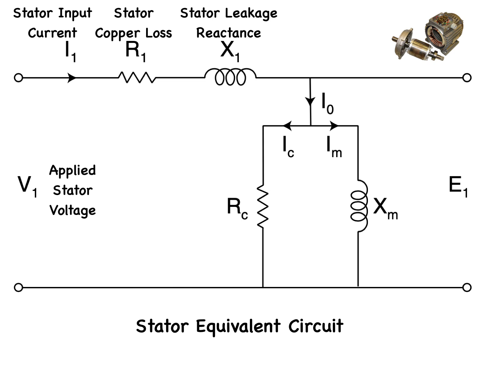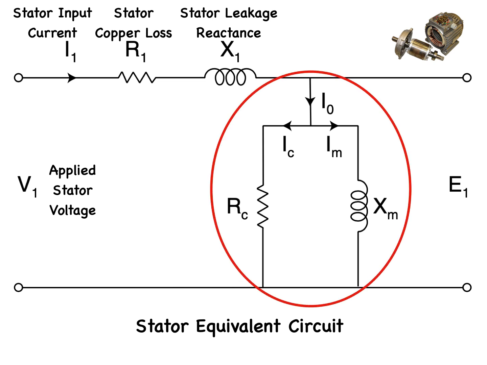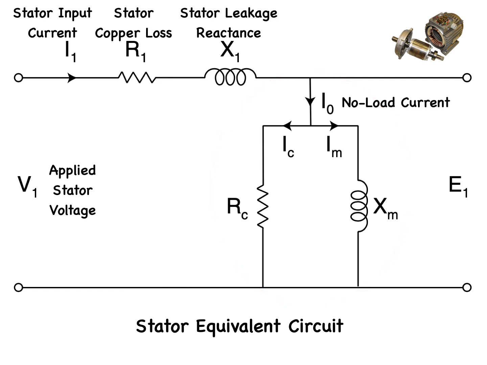This represents the magnetizing branch of the motor. I0 represents the no-load current. RC represents the core loss resistance, while XM represents the magnetizing reactance. The magnetizing branch accounts for the iron losses and the magnetizing current. Core loss resistance represents the iron losses, while the magnetizing reactance models the flux needed for the motor operation.